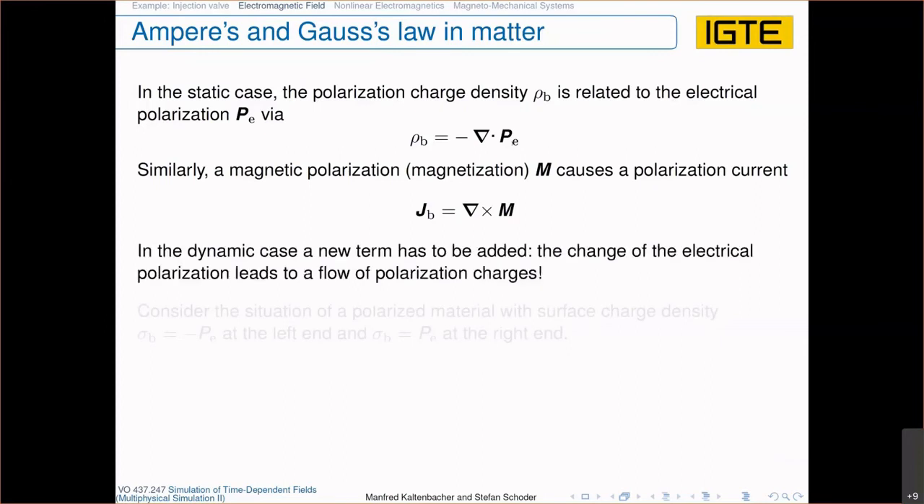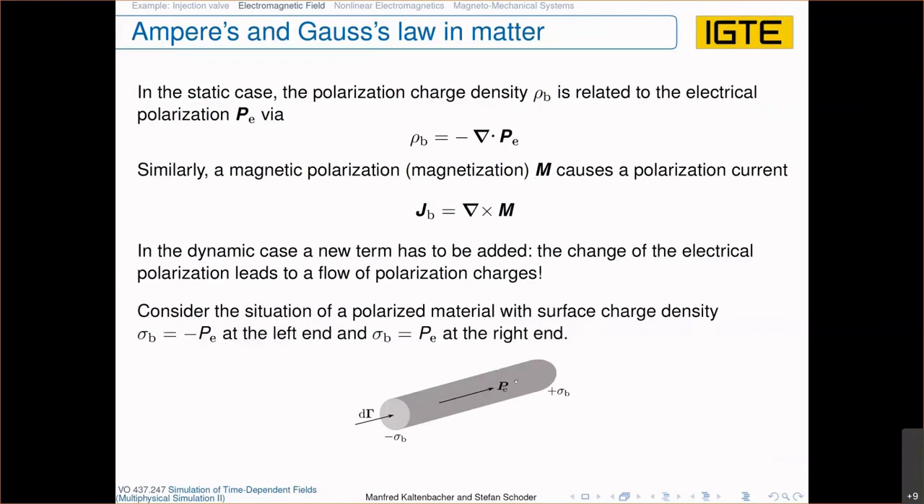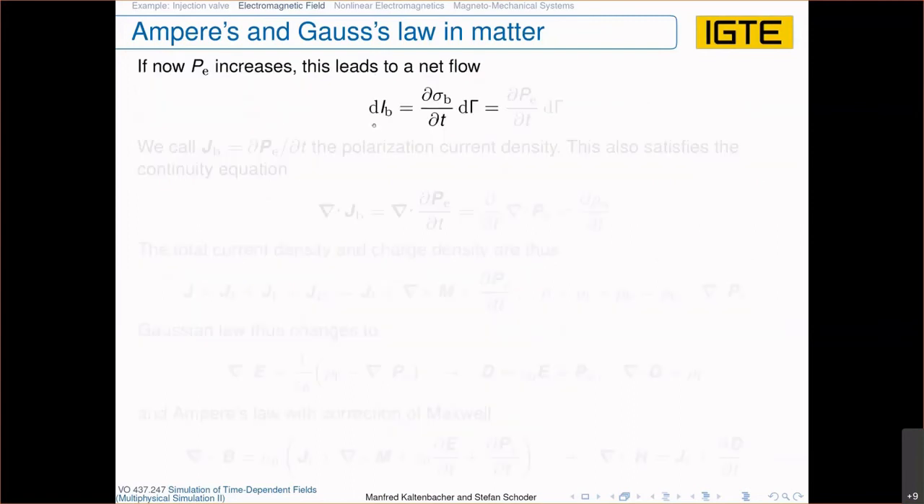In the dynamic case, this is not enough. In the dynamic case, especially for the polarizable material, we have to consider such a setup that there is also the situation of the change of the polarization. So if we look at the simple tube where we have minus sigma b, so the bounded surface charges here and bounded surface charges here, there can be a change of these surface charges, which we can describe by a current, which is the change of these bounded surface charges, which are equivalent to the electric polarization.